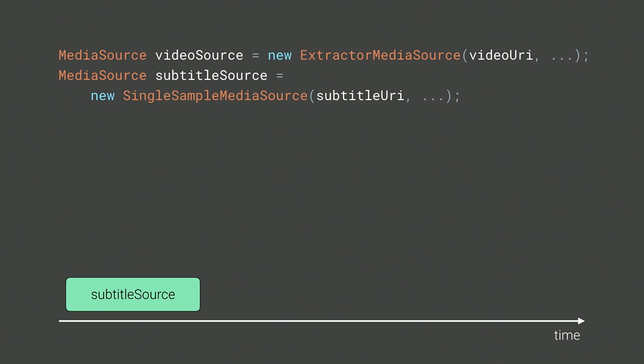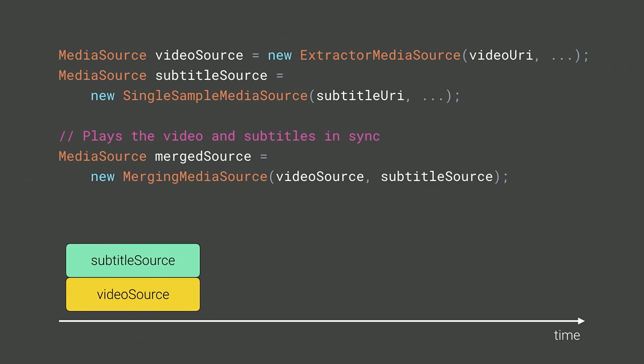Now, you could try and do this yourself by looking at the player position and synchronizing the playback position with the subtitles that you're showing. But this is actually quite difficult to do in general. It's much easier to use a merging media source. And the merging media source just takes the video you want to play and the subtitles and handles everything for you. So it will handle synchronization, and then they'll be shown in the player.